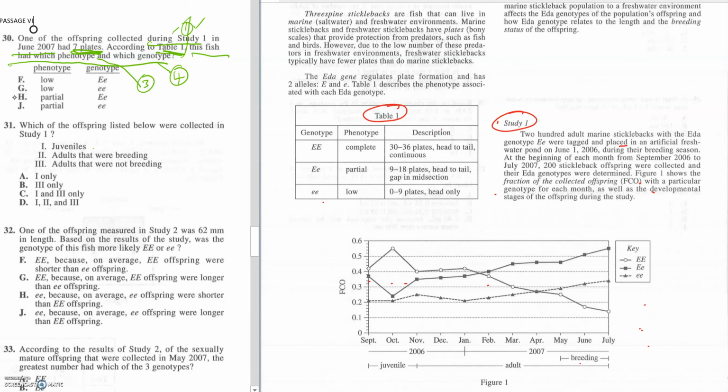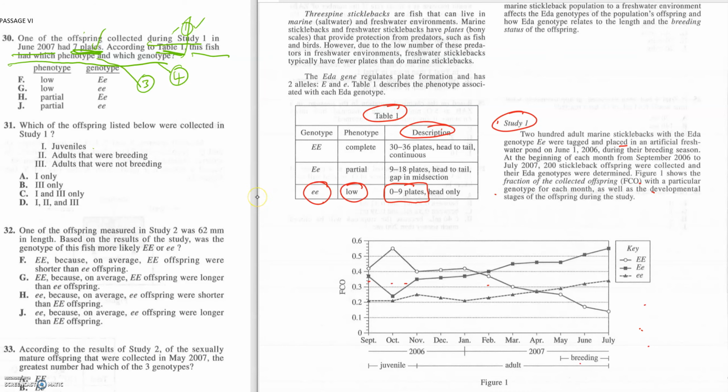We've done step 1. Had 7 plates. So we'll look in the description here, and it has 0 to 9 plates, so that's going to be where 7 plates will be found. So I've done step 2, which was to find where 7 plates are. Step 3 is what's the phenotype? Phenotype is low. Step 4, what's the genotype? Little e. We just look for the answer choice that has low as the phenotype and little e's as the genotype, and we find that here and here. The answer is G.